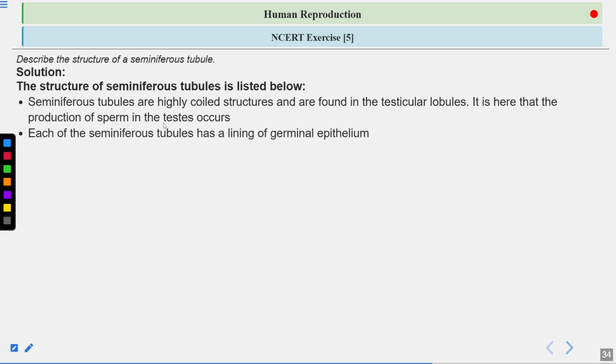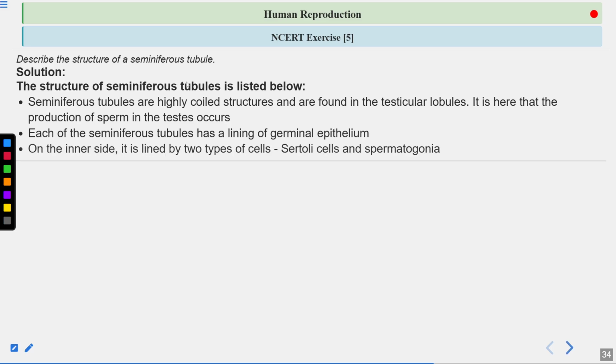On the inner side of the seminiferous tubules, male germ cells are present, known as the spermatogonia, and Sertoli cells are also present. Then towards the outer side of the seminiferous tubule, in the interstitial spaces, interstitial cells, also known as the Leydig cells, are present. So on the inner side, two kinds of cells are present.